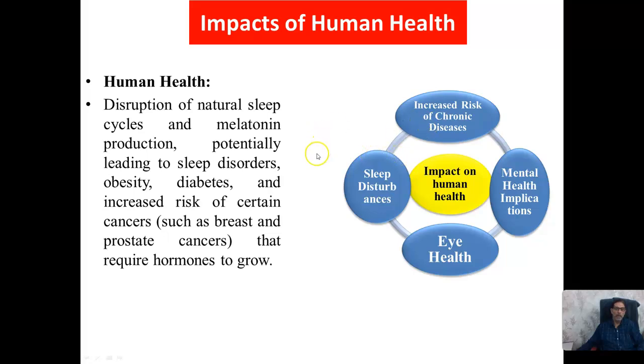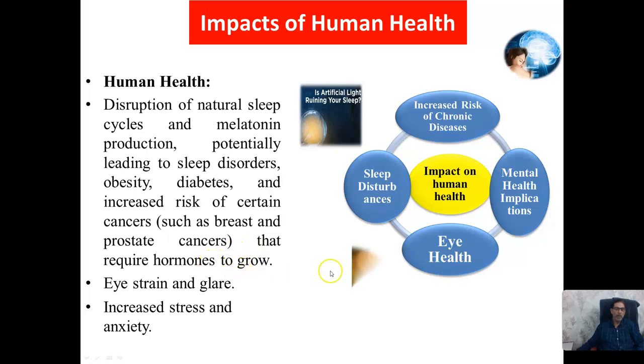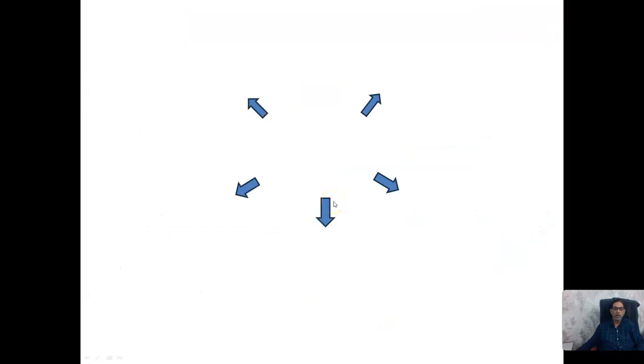You will find that there is disruption of natural sleep cycles and melatonin production, potentially leading to sleep disorders, obesity, diabetes, and increased risk of cancers such as breast and prostate cancers that require hormones to grow, eye strain and glare, increased stress and anxiety. So these are all the different types of impacts of light on human health.